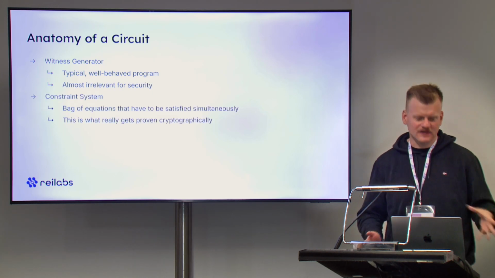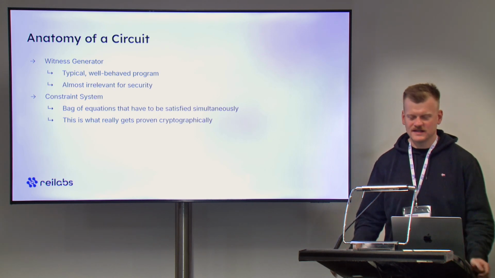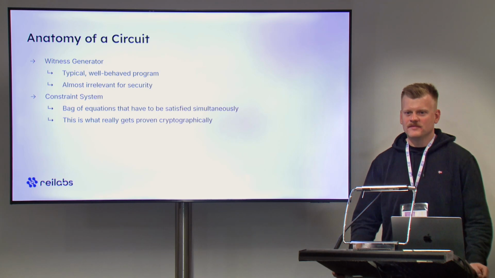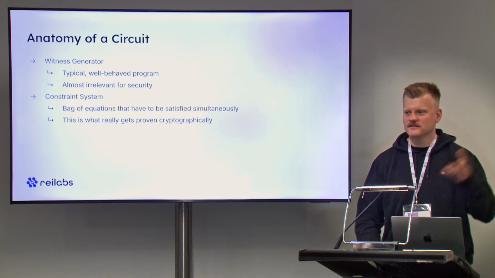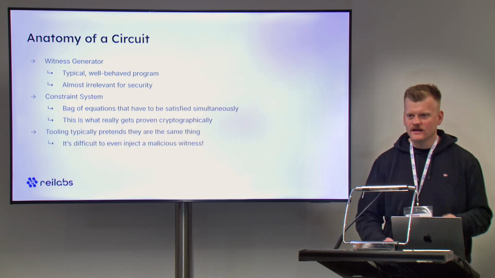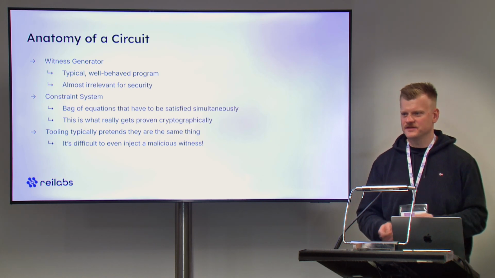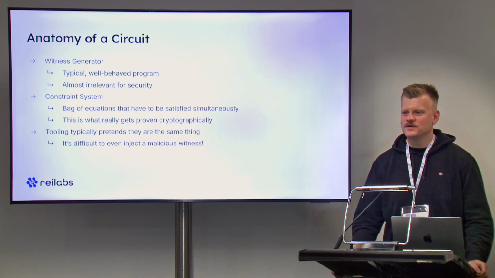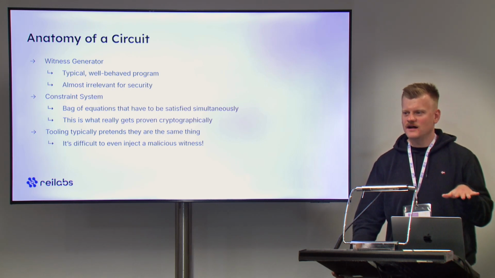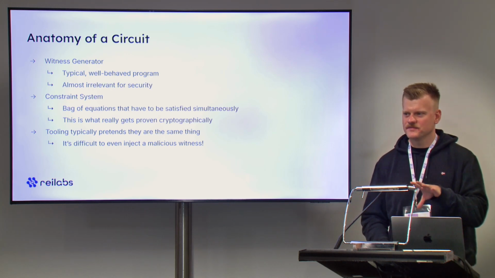The thing that is checked cryptographically is the constraint system, which is a bag of equations, and all of those equations have to be satisfied simultaneously. The witness generator is a tool to instantiate the variables in the constraint system. And the tooling that we use typically pretends that they are the same thing, right? So if you use Circom, for example, or Noir, or Gnark, or some DSLs like this, you will write everything once, and then the tool will output both the witness generator and the constraint system.